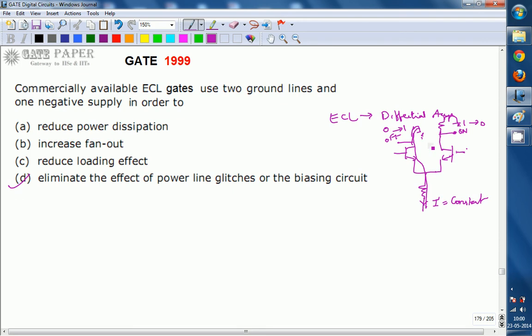So generally two ground lines and one negative power supply are used to eliminate the effect of power line glitches. For that it is mainly used. The right answer is D.